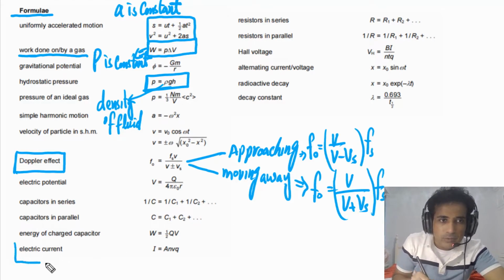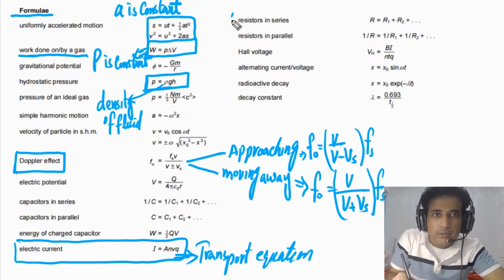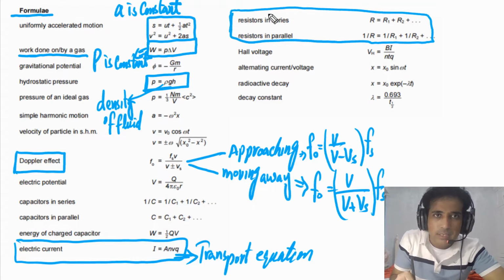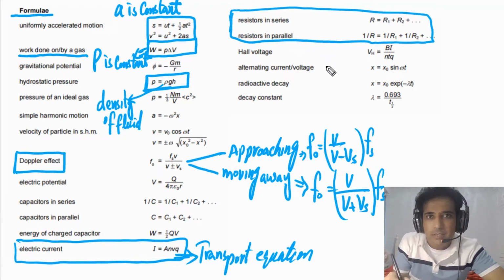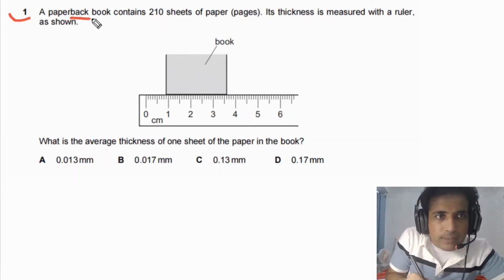For AS physics, you also need electric current. And this equation is also called the transport equation. So we can write down, this is the transport equation. These two formulae you also need for AS physics, for resistance, when the resistors are connected in series and resistors are connected in parallel. These are some important formulae you need for AS physics, but these are not all formulae for AS physics. So the rest of the formulae you have to remember by yourself, or you need to be able to derive them in your exam.